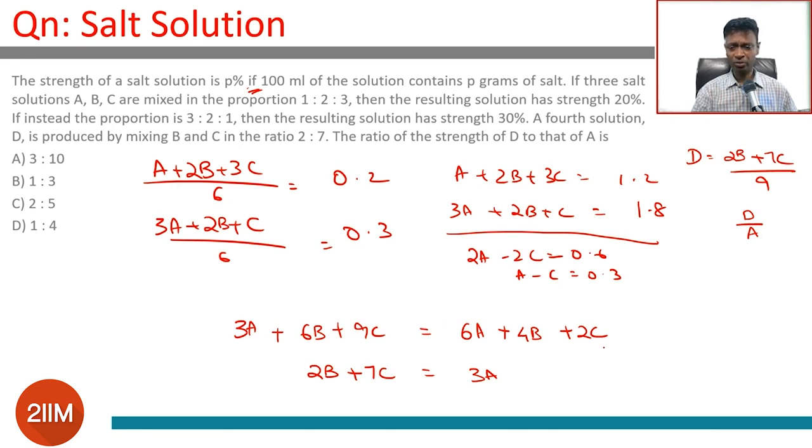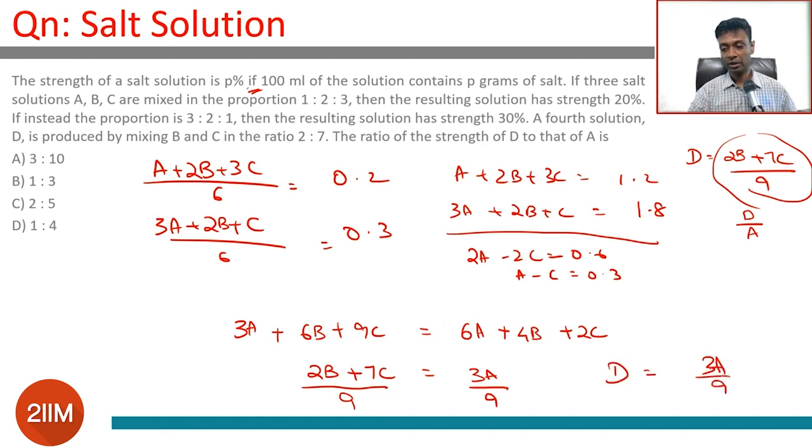Is this giving us something? Think about this. 2B plus 7C, we've seen that somewhere. 2B plus 7C sits here. 2B plus 7C by 9 is 3A by 9. Or D equals 3A by 9. Or D is A by 3. We want the ratio D by A. D is equal to A by 3 or D by A is 1 by 3. 1:3.